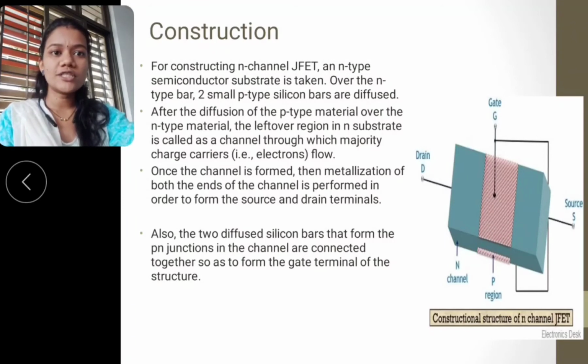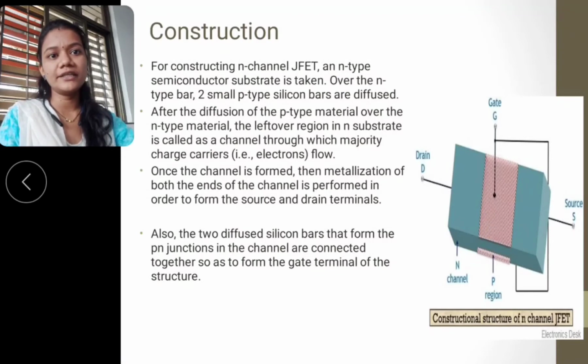So once your channel is formed, the metallization of both ends of the channel is performed in order to form the source and drain terminals. Also, the two diffused silicon bars that form the PN junction in the channel are connected together so as to form the gate terminal of the structure.